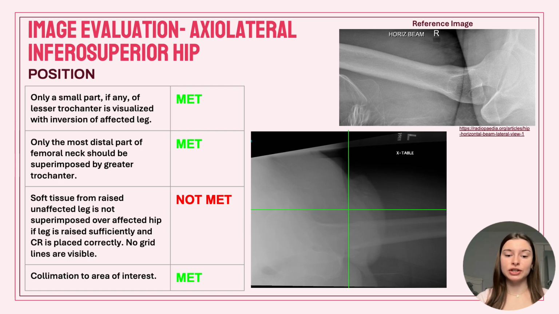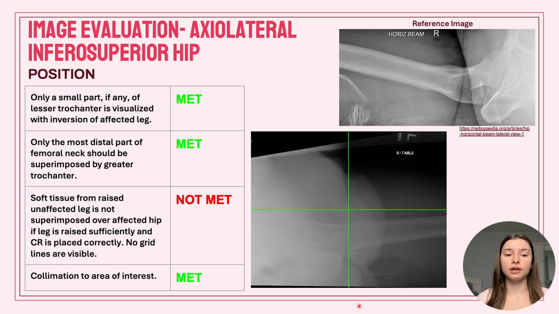So moving on to positioning, the first criteria is only a small part, if any, of lesser trochanter is visualized with inversion of affected leg. And I did say met for this one because you can see here that lesser trochanter, only a little bit is seen. It's actually kind of hard to see on this image.